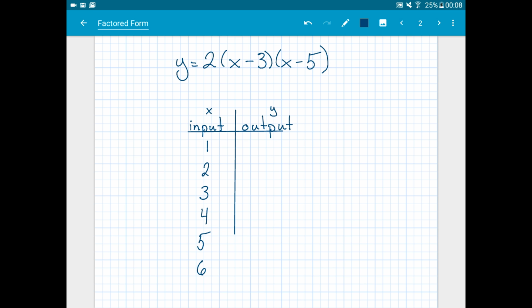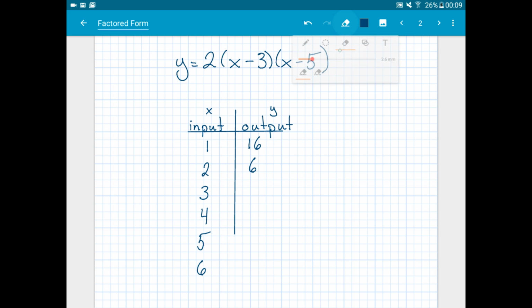Okay, so let's plug in some numbers. So we're going to take 1 away from there, or 1 minus 3 is minus 2. 1 minus 5 is minus 4. Minus 2 times minus 4 is going to be plus 8, times 2 is going to be plus 16. Okay, and again, I'm just going to work here and do it quickly. So we'll do this one again. 2 minus 3 is minus 1. 2 minus 5 is minus 3. Minus 3 times minus 1 is plus 3. And plus 3 times 2 is 6.